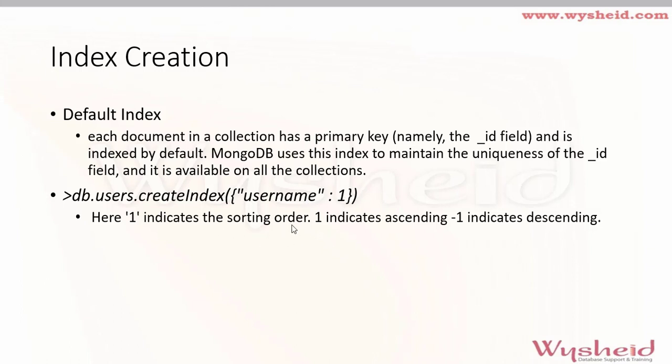Here 1 indicates the sorting order. The second value indicates the sorting order. The 1 indicates the sorting is ascending, and if you want descending sorting order while creating the index, you can give -1. So this index is a single field index, in which only one field is used for creating the index.